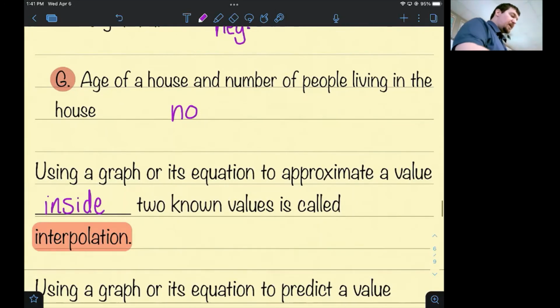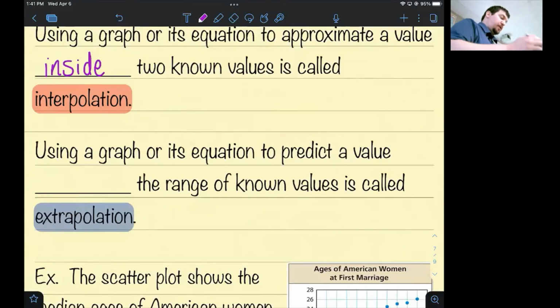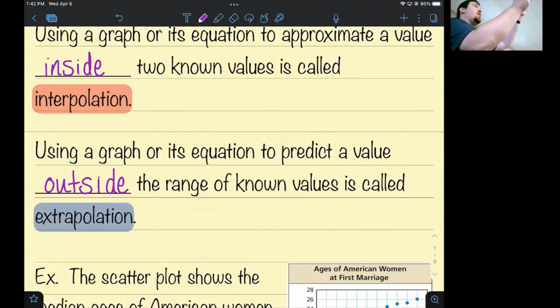Okay. Using a graph or its equation to predict a value that's outside the range of known values is called extrapolation, or most people say extrapolation. Okay, so that's what we've been doing more of, is the extrapolation. They're saying, hey, here's our data so far. What do you think the data is going to be for this point all the way up here? We haven't gotten to that yet. That's extrapolation. If you're making a prediction for the future, it's extrapolation. If you're making a prediction for data that's within the data you already have, that's interpolation.